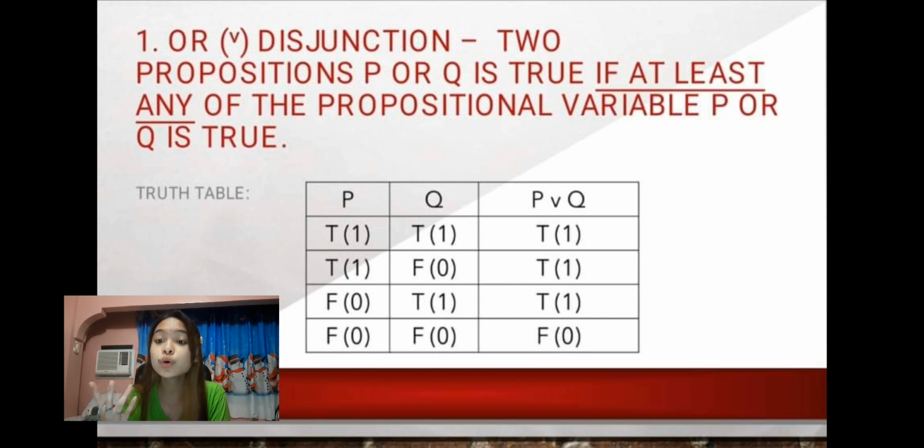And for P or Q, it says at least one. So if the row has at least one true, then it is true. So TT is true. TF, at least one, so T. Then FT is T. Then FF doesn't have a true, so it means that it is false.